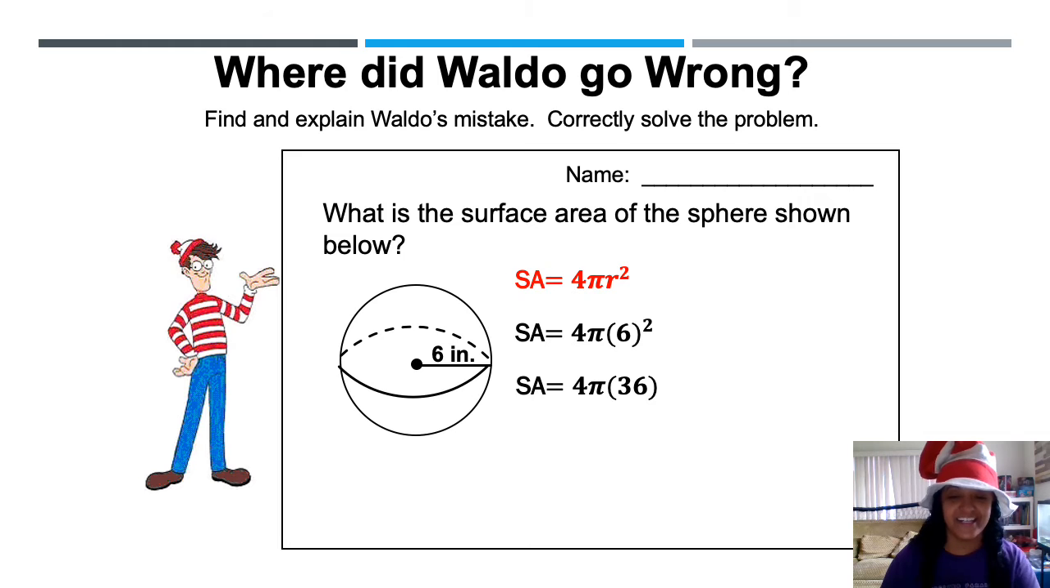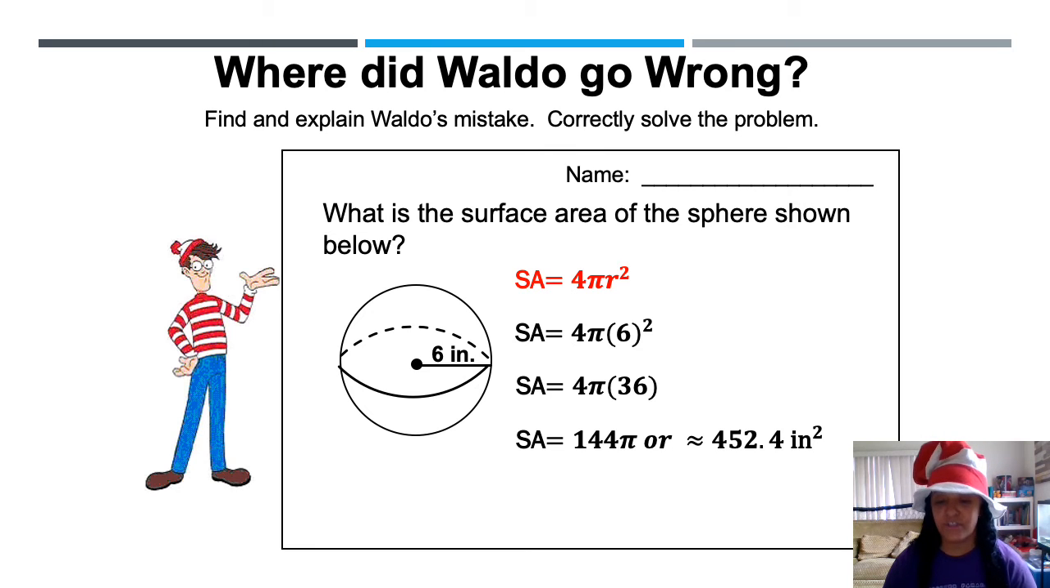The next step, he did 6 times 2. Thought I was going to catch you, huh? Nope, he did 6 times 6 and got 36. Awesome. And the next step, he does his 4 times 36, where he gets his 144 pi, or again, you can multiply out the pi, and you'll get approximately 452.4 inches squared. Great job, Waldo. This is what I want to see all the time.